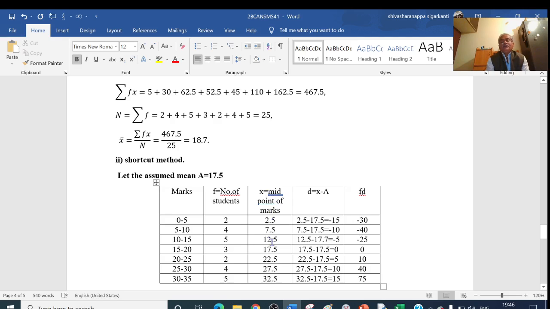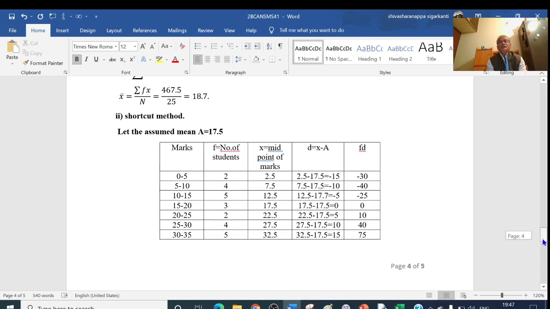So again as usual, these are the midpoints here. D equal to x minus a: 2.5 minus 17.5, 7.5 minus 17.5, 12.5 minus 17.5, 17.5 minus 17.5. So this is the column D. And then we find out f into d: 2 into minus 15, 4 into minus 10, 5 into minus 5. Similarly, the last one, 5 into 15. So this last column is f into d.